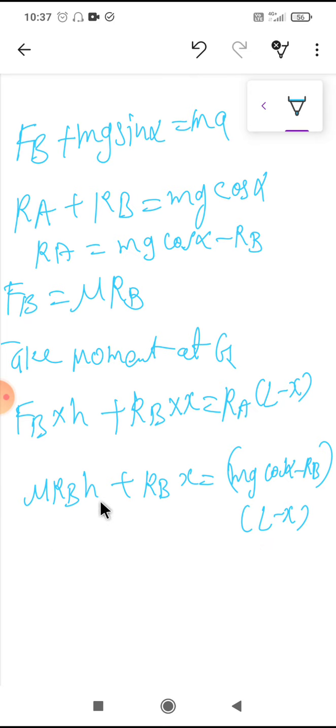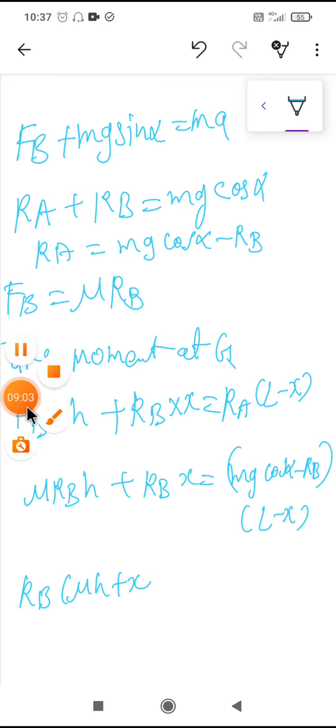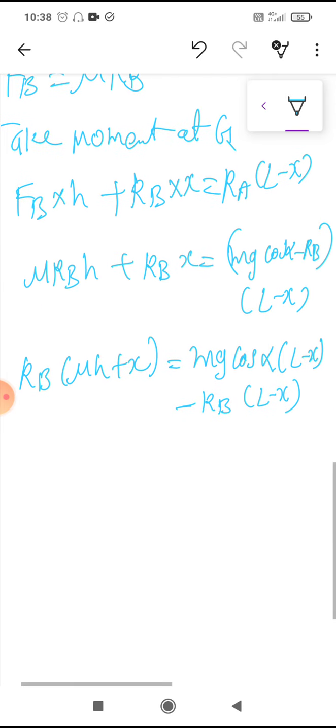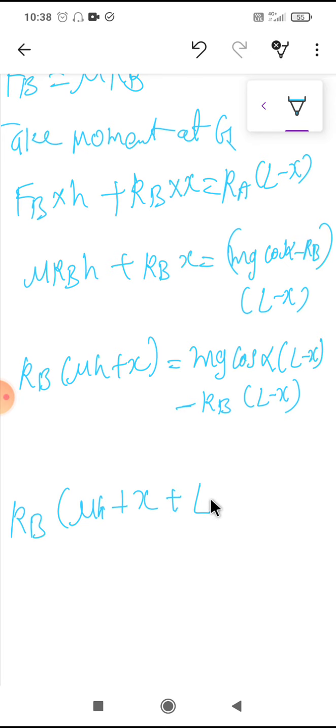Now let's open the bracket and take RB as common. So what we'll get here is RB into mu h plus x is equal to mg cos alpha into L minus x minus RB into L minus x. Now if I take this RB on this side, what I will get is RB into mu h plus x plus L minus x. You can see the x gets cancelled here. On the right hand side I am getting mg cos alpha into L minus x.